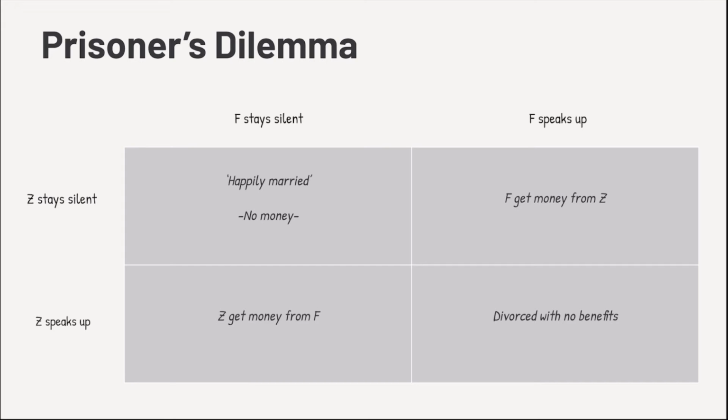The matrix analyzes both parties' best responses. If Zayden stays silent, Ferris' best response will be to speak up, as getting money from Zayden will be a higher payoff for Ferris as compared to staying silent and receiving no money.